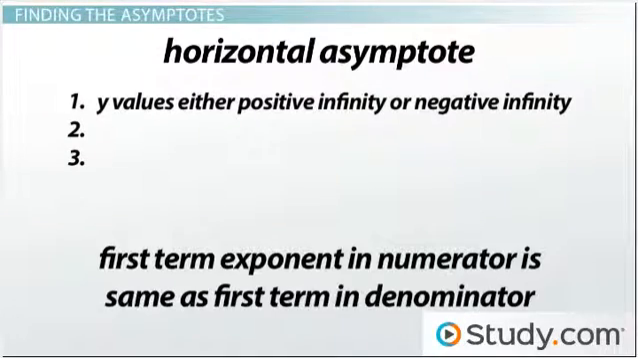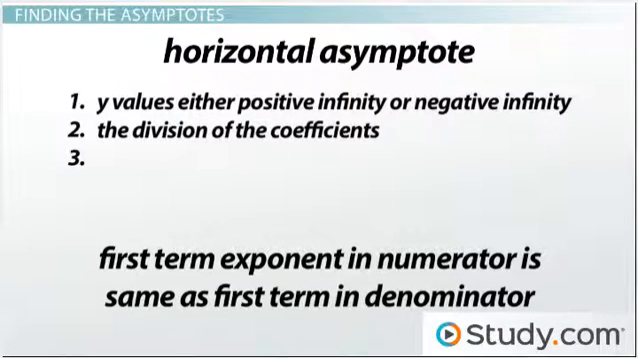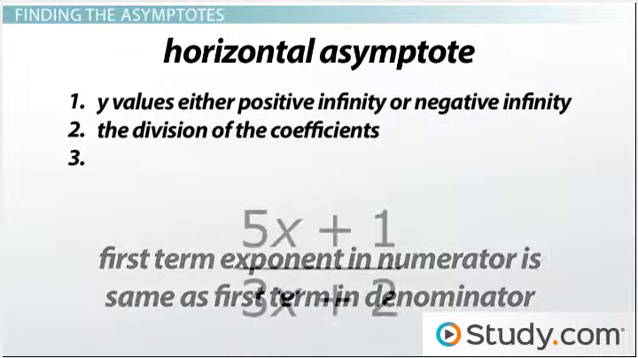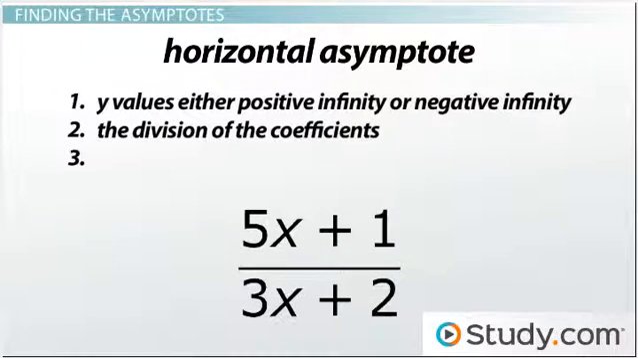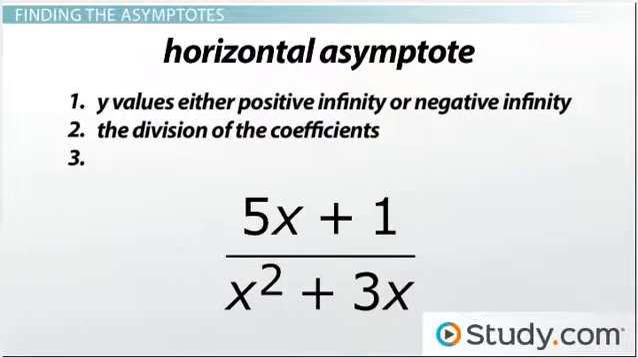The second case is when the exponent of the first term of the numerator is the same as the exponent of the first term in the denominator. When this is the case, we find the horizontal asymptote by dividing the coefficient of the first term of the numerator by the coefficient of the first term of the denominator. For example, if our rational function is 5x plus 1 divided by 3x plus 2, then our horizontal asymptote is y is equal to 5 over 3. Is this our case? Looking at our function again, we see that this is also not our case.